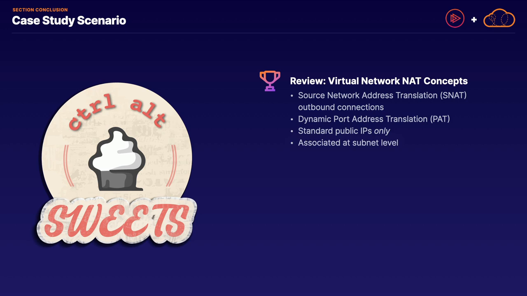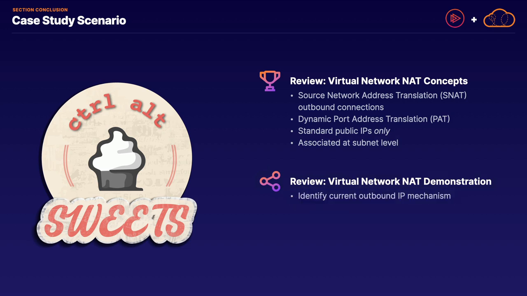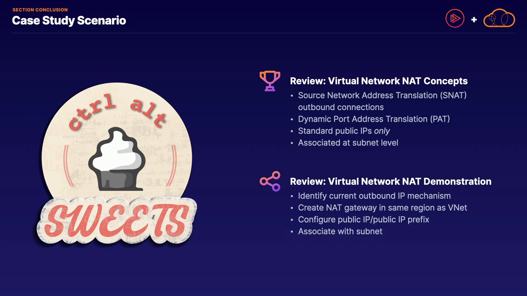Then we're going to talk about that review of the virtual NAT demonstration that we did, and we're going to use that to identify the current outbound IP mechanisms in place in Azure and talk about how we created our NAT Gateway in the same region as the VNet, configure the public endpoint via public IP or public IP prefix and associate that with our subnet to verify that SNAT of those outbound connections.